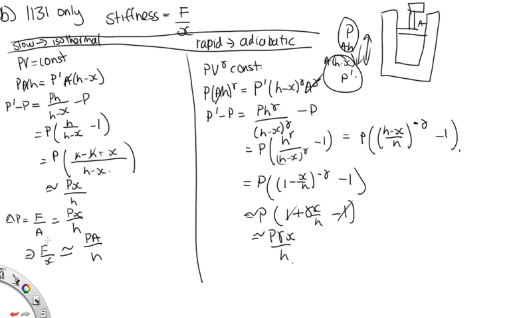Now we do the same thing as here. The change in pressure is equal to the force over the area, which is approximately equal to P gamma X on H. And so we've got F on X is approximately equal to P gamma A over H. So this is different from this one by the factor of gamma. So this one's stiffer. The stiffness constant is higher. So the rapid one is the stiffer one.